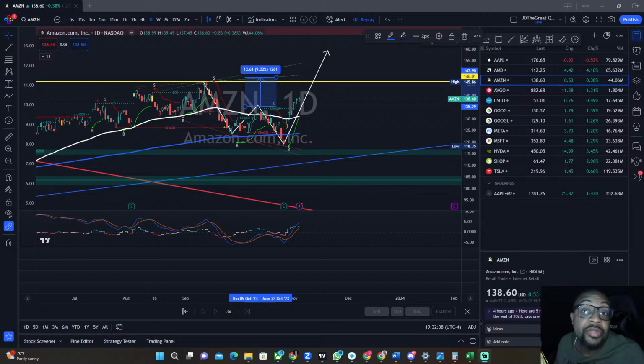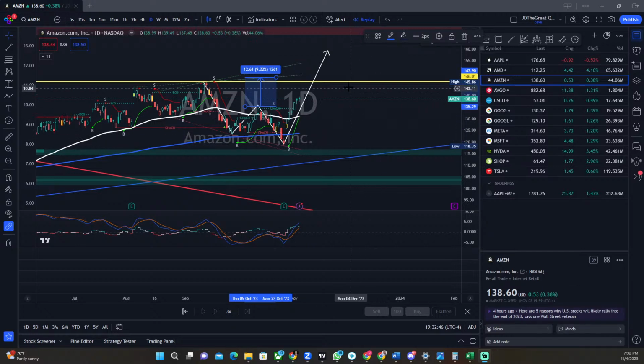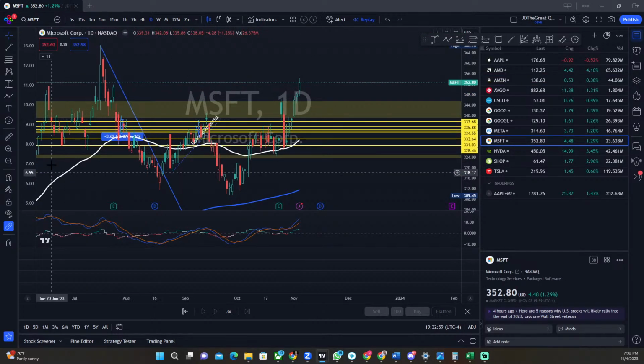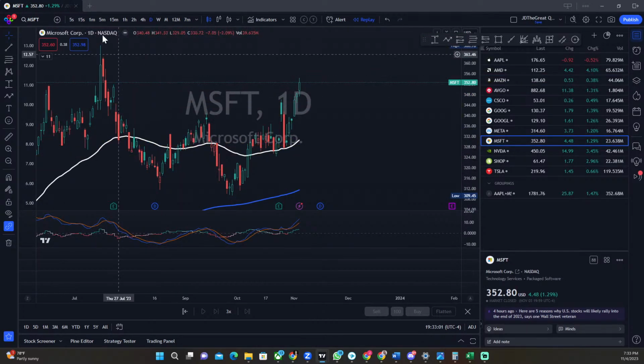Now, if we see 146 on Amazon, I'm just telling you this right now, there is a strong possibility we're going to see 150. So let's go ahead and get deeper into the weeds. I would do Google, the AMD kind of like NVIDIA. Let's do Microsoft. Let me get rid of all my lines. That's what I was trading on.